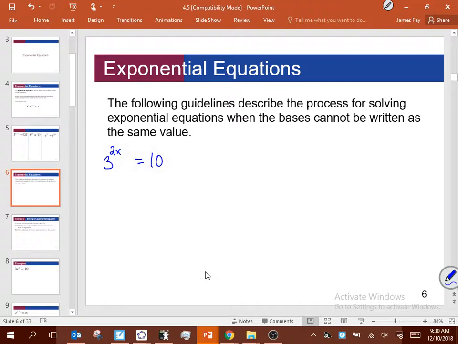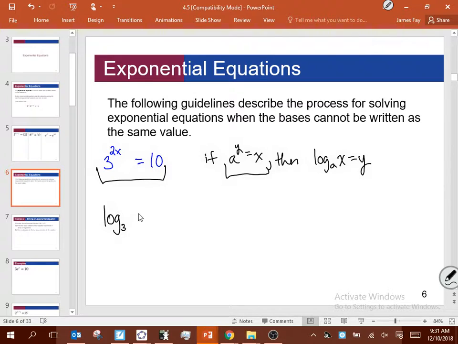So you can use one of two approaches. One of them is those guidelines that I just showed you. Or you can use this: if a to the y equals x, then log base a of x is equal to y. That's your definition of a logarithm, right? Right now, I have something in that form. So let's rewrite that as a logarithm. If I rewrite it, I get log base 3 of 10 is equal to 2x, right? Does that make sense?